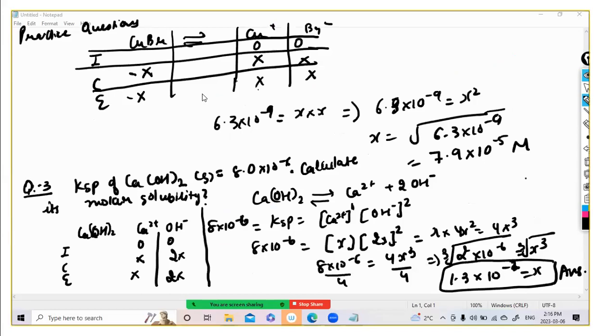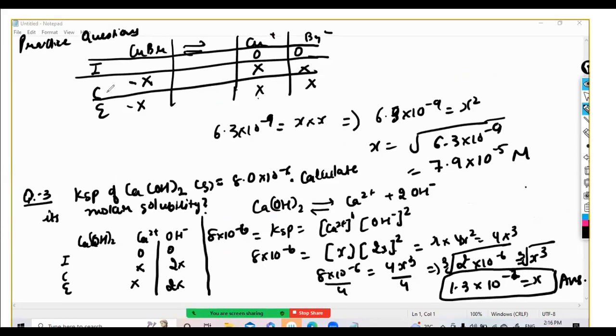Now to find the concentration of the Cu positive, we will make use of the ICE table. What is an ICE table? It means the initial concentration, the change which is happening during the reaction, and the concentration at equilibrium. Whatever we have on the reactant side, I have CuBr. On the product side I have Cu positive and Br negative. So I don't need to worry about CuBr.